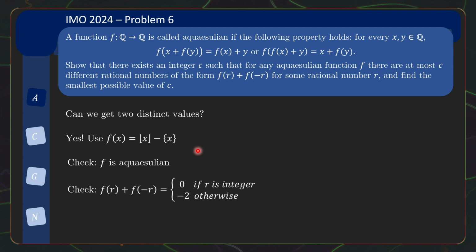And I will leave you to check that f(r) plus f(minus r) is either 0 if r is integer, or minus 2 if r is not integer. So indeed, you can get two distinct values. So that is all for problem 6.